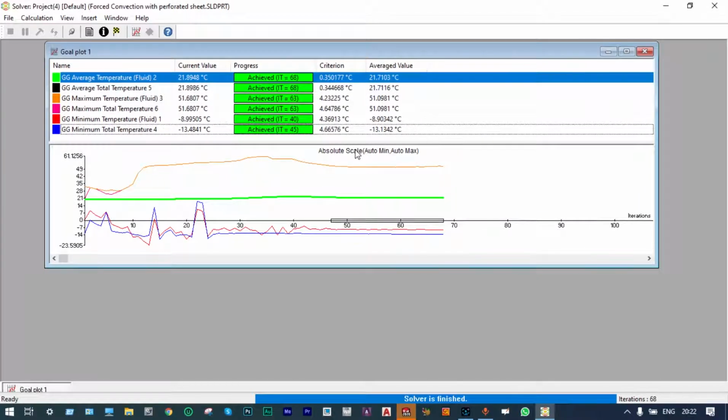It is clearly visible that the minimum temperature of solid is equal to minus 13.484 degrees centigrade, and that of fluid is minus 8.99 degrees centigrade. And similarly, the maximum temperature of fluid is 51.68 degrees centigrade, and the maximum temperature of solid is also the same, 51.68 degrees centigrade. And the average temperature of fluid is 21.89 degrees centigrade, and that of solid is also 21.89 degrees centigrade. Now we'll see all these things from our cut plots.